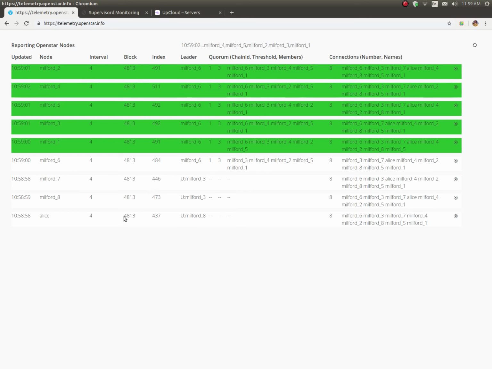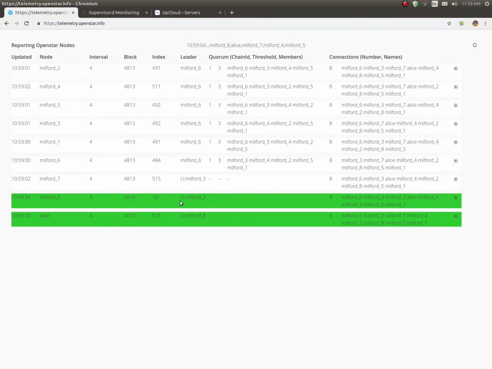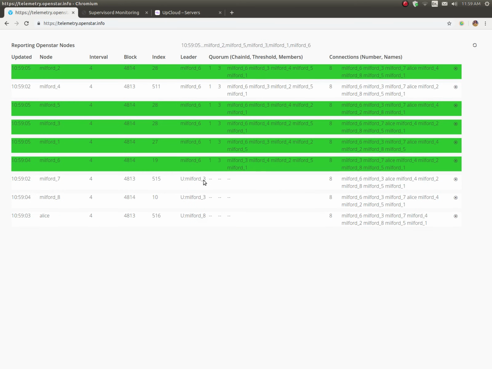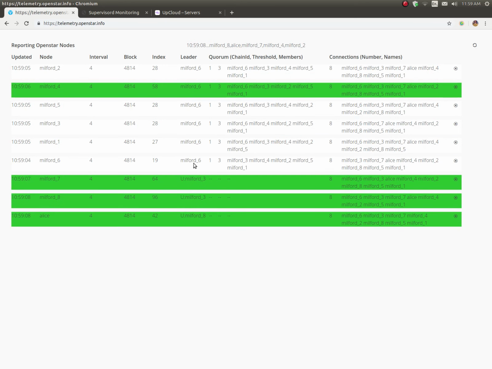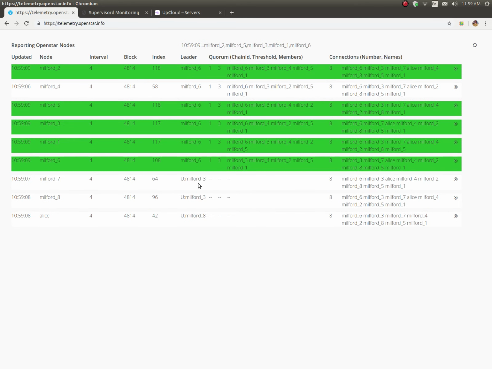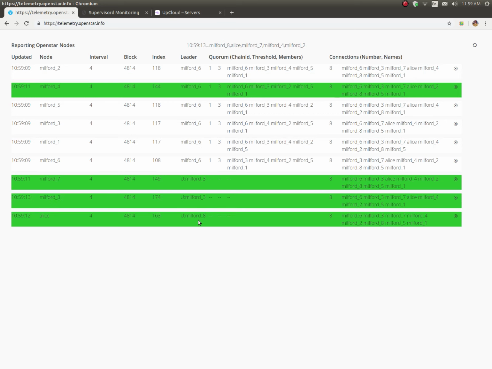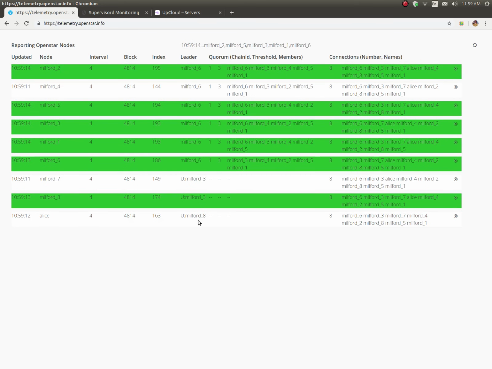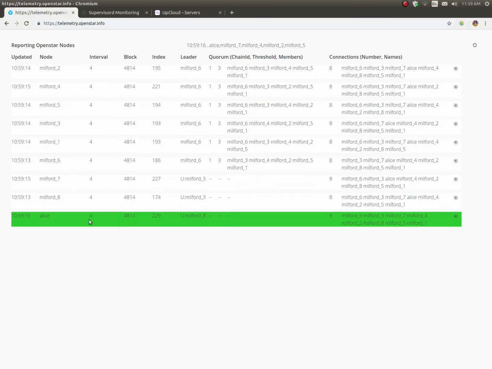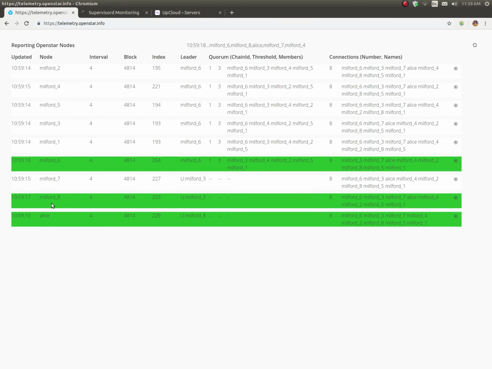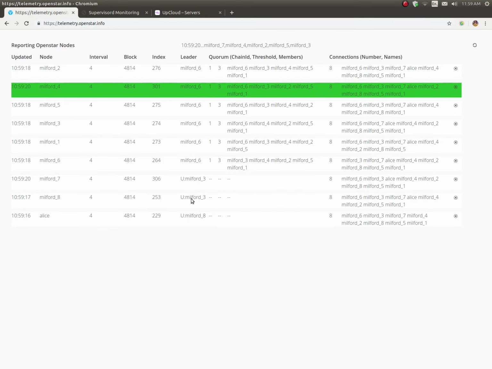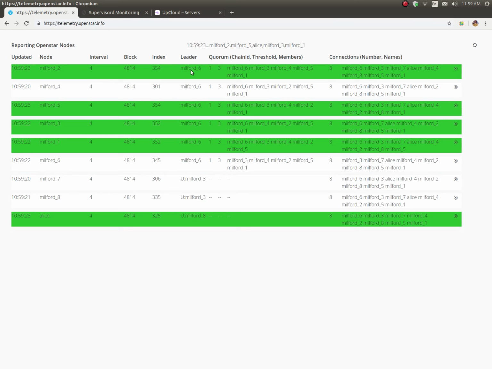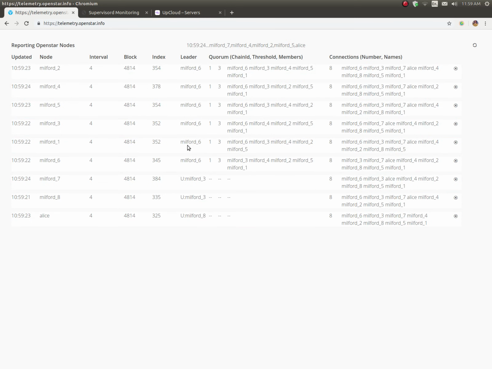These are 30-second blocks. And that just signifies that the U means upstream. So in other words, these are not connected directly to the quorum. These are connected to 3, 3, and 8, respectively. So you can see that they can daisy chain. Alice is connected to Milford 8, and Milford 8 is connected to Milford 3. And that's how the transactions are being propagated.